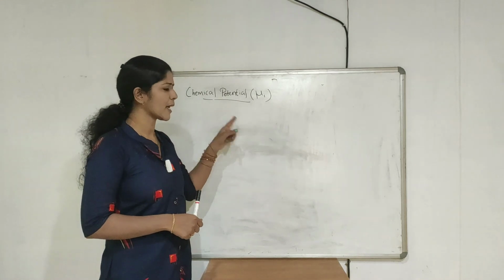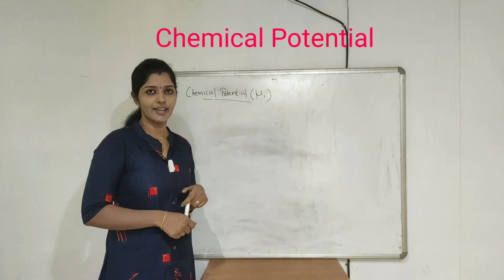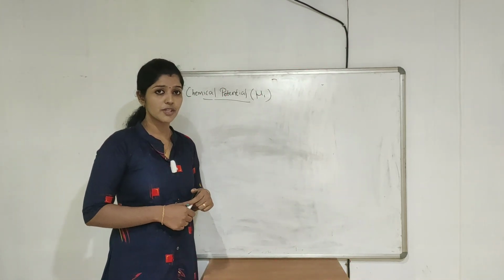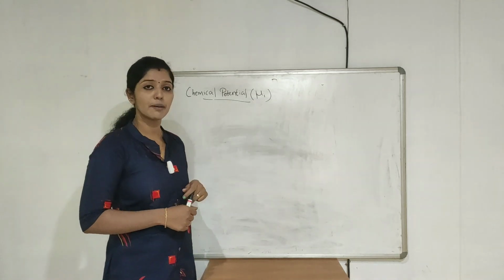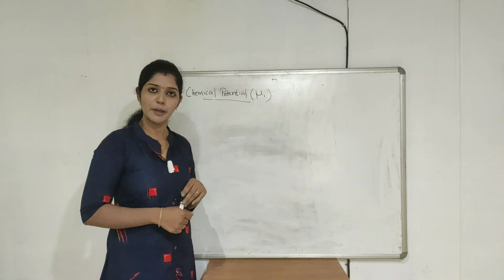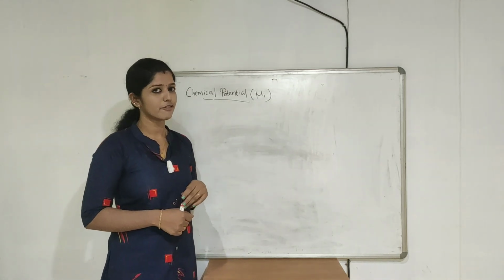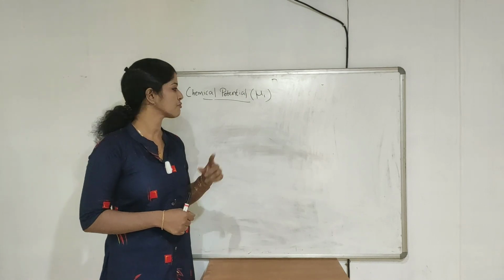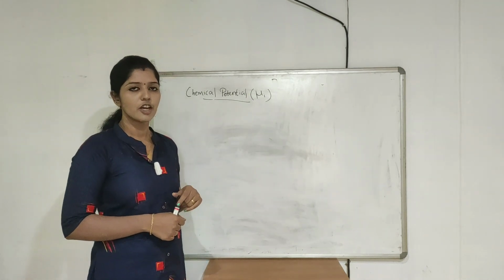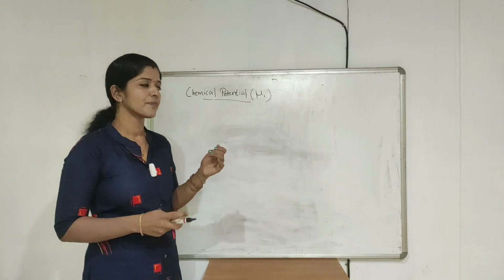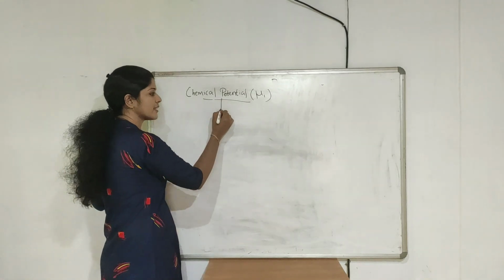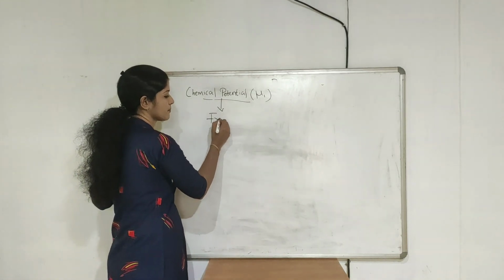Next topic is chemical potential mu i. Many students have confusion in this term, chemical potential, from the perspective of thermodynamics. So let's see the definition and mathematical equation for chemical potential. So what is chemical potential? Chemical potential is nothing, it is the free energy change.